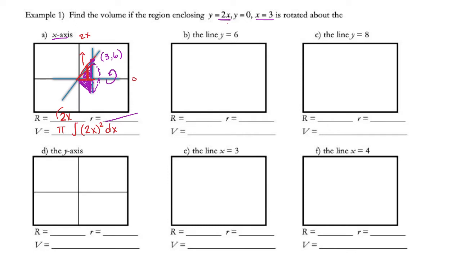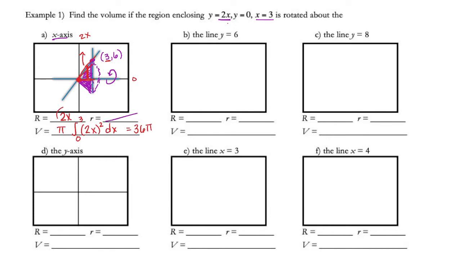We do need to consider what our endpoints would be. And since we are rotating over the x-axis, then we need our x values. We would have started here at 0, 0, out to 3, so we are integrating from 0 to 3. The final answer on that should be 36 pi, and I'm going to leave that for y'all to show.